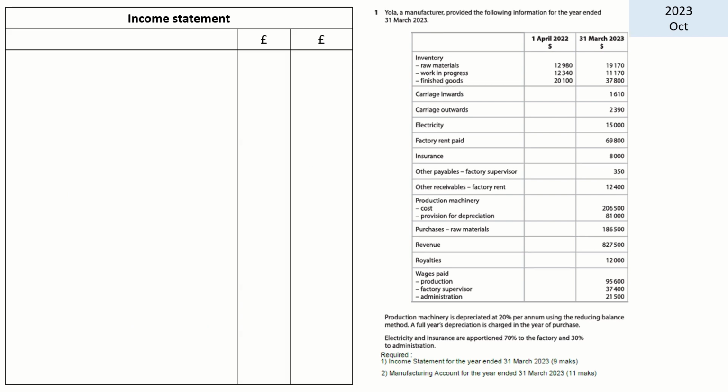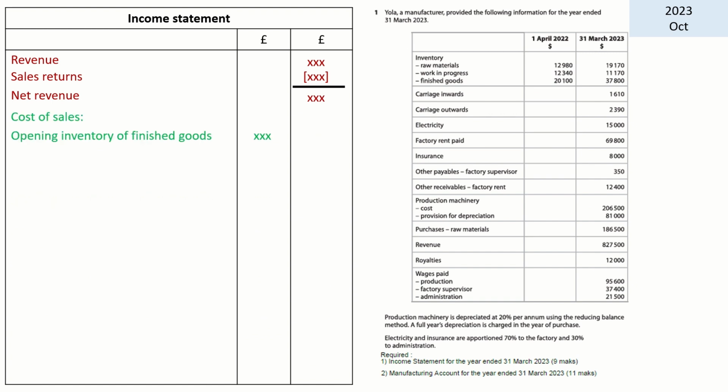Now let's see how to complete the income statement. As you know, this is the format of an income statement: revenue, take away sales returns, find net revenue, then cost of sales, opening inventory of finished goods, add production cost which you transfer from the manufacturing account, less closing inventory of finished goods, then you find the cost of sales, then from net revenue deduct cost of sales in order to find gross profit.